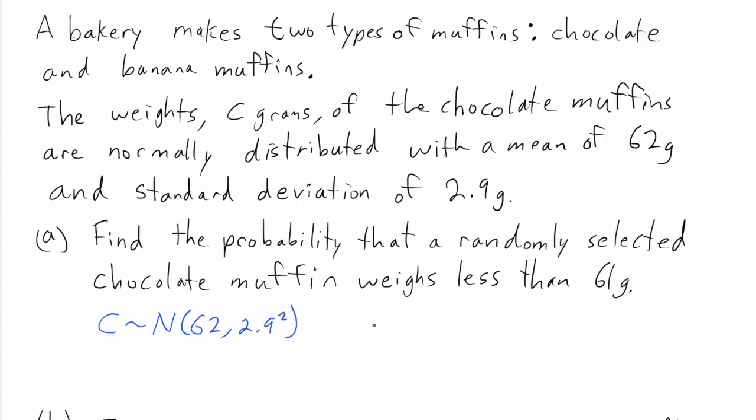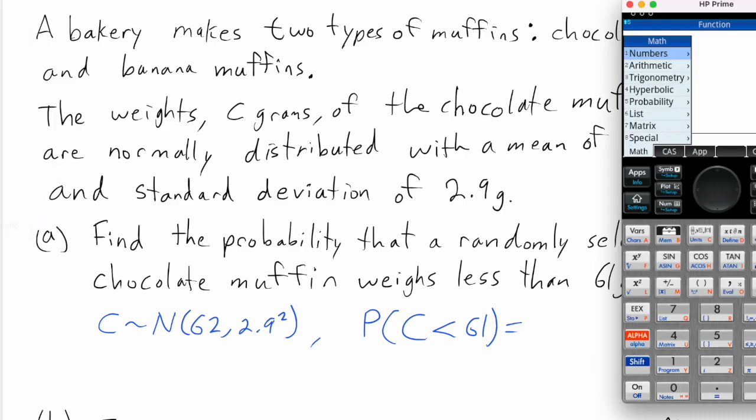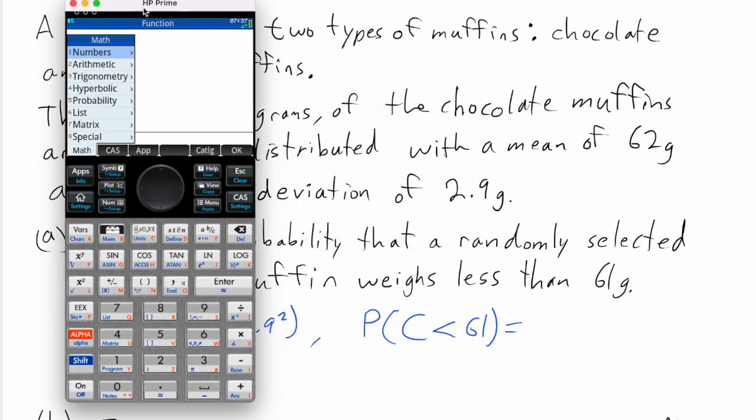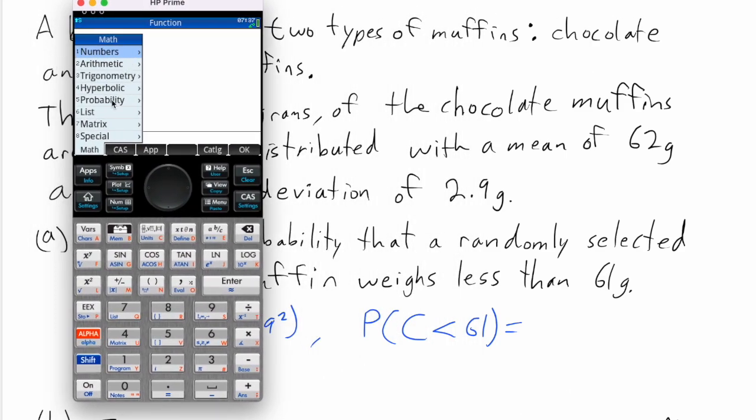Okay, this is how we write it though. We write variance in the notation, but we use 2.9 in our calculations. And we're going to work out the probability that C is less than 61 equals, and let's use our calculator to figure that out. I'm using HP Prime, but it works similarly on most calculators. So let's go to probability.